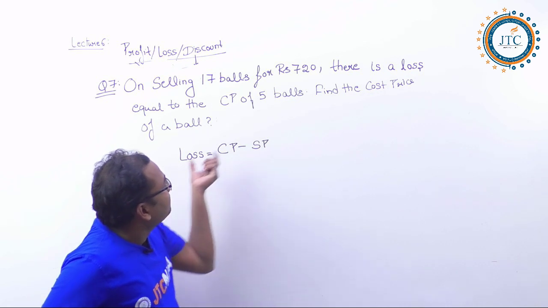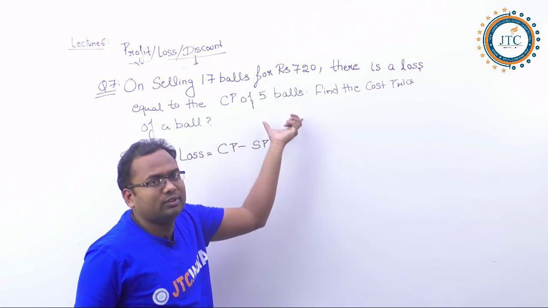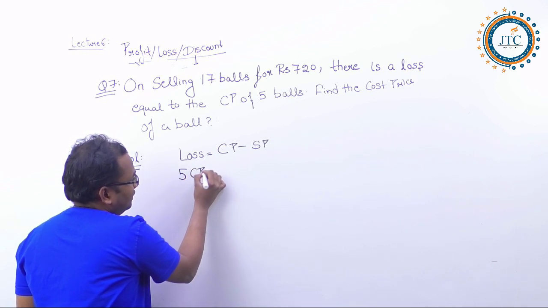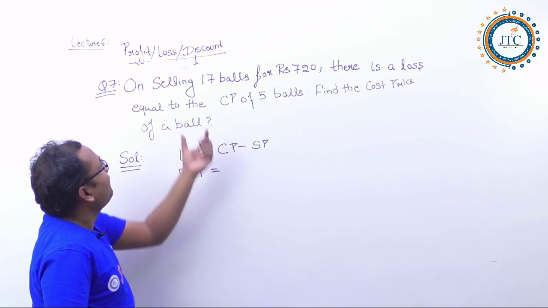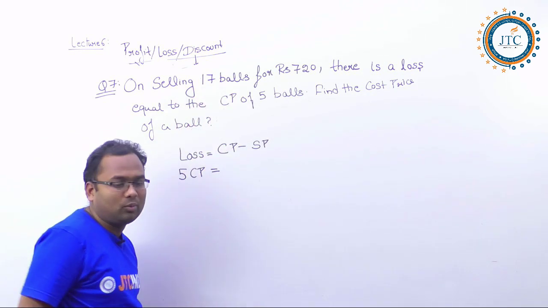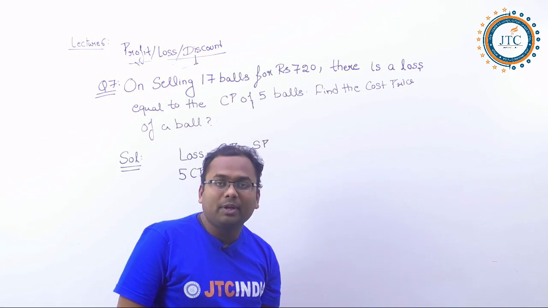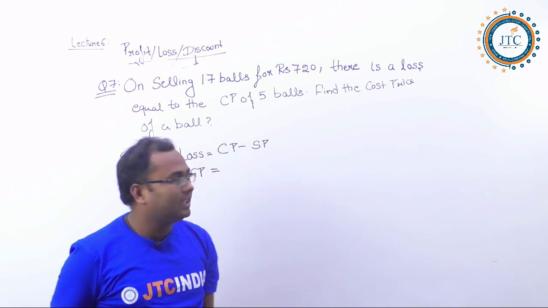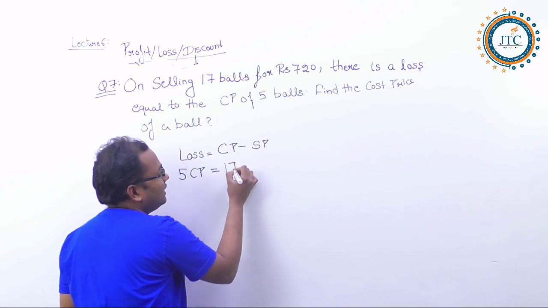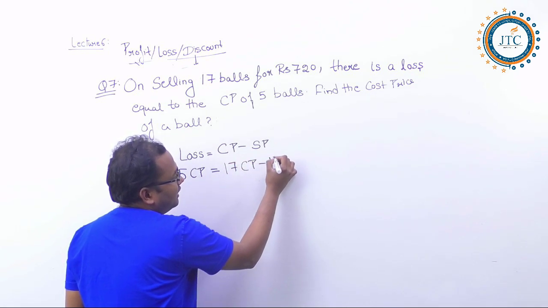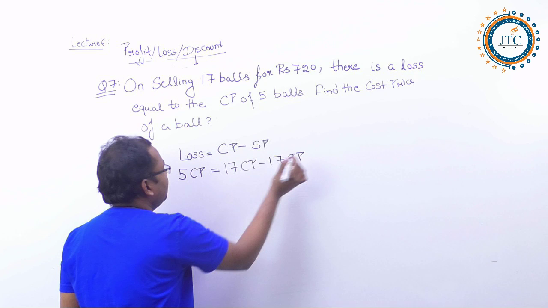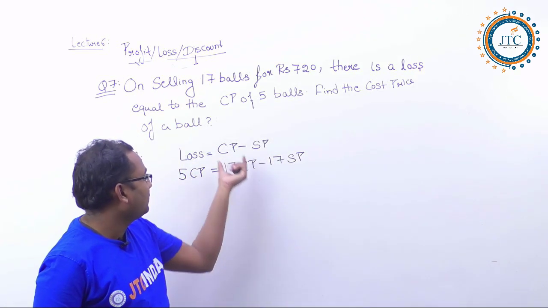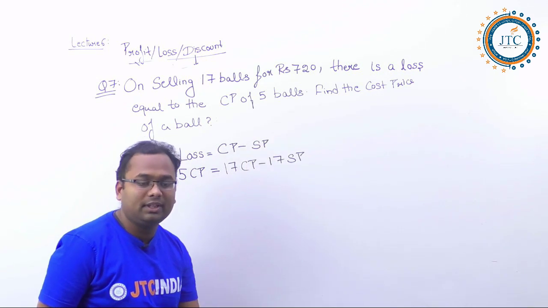So what is the value of loss? Basically, loss is equal to the cost price of 5 balls. So write it here, 5 CP. And when the shopkeeper sells 17 balls, the shopkeeper also buys 17 balls. Because the quantity is the same, write it here, 17 CP minus 17 SP. This is the loss, basically cost price of 5 balls. This is the cost price of 17 balls. This is the selling price of 17 balls.